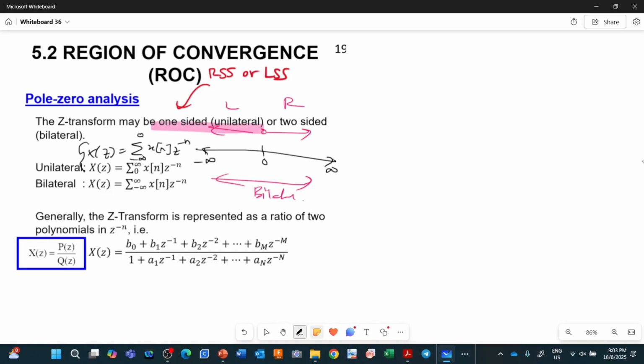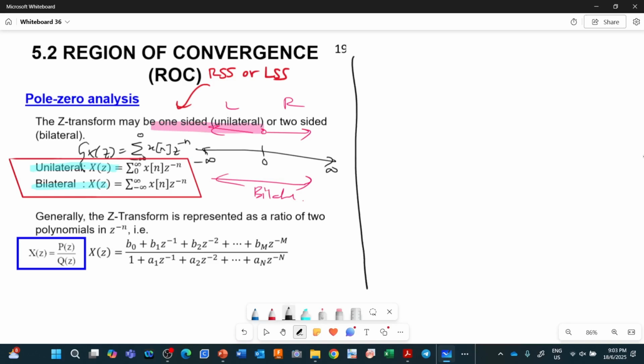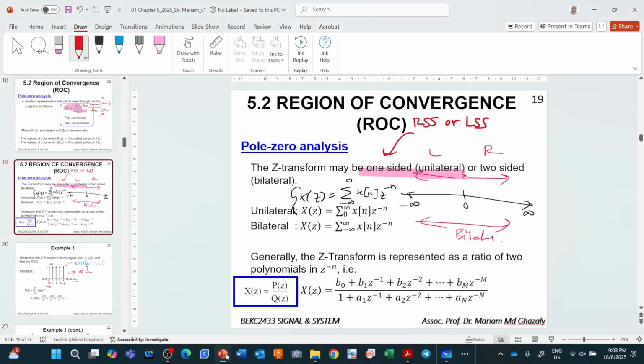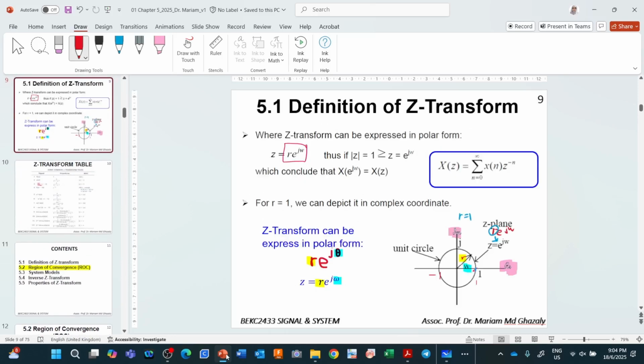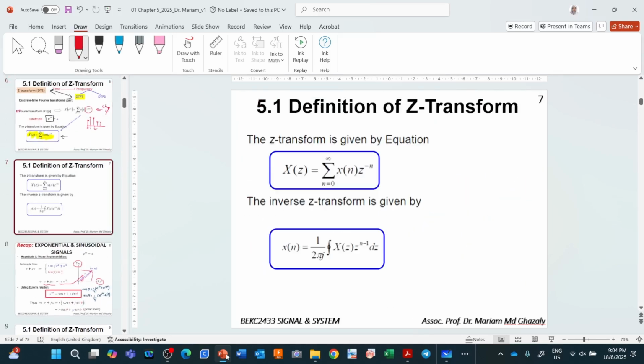So let's look at the definition that it says here. Unilateral means one-sided, and bilateral means two-sided, and it is given by this equation. How do you get this equation? We get it from the equation of the Z transform, this one. The equation exact.